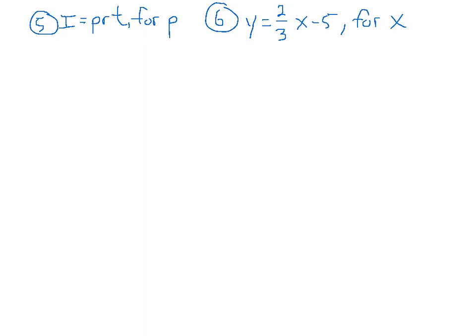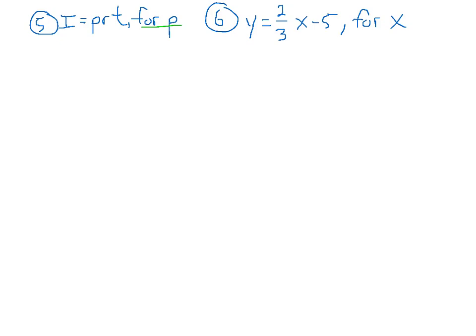In number 5, we have the formula I equals p times r times t. We want to take that and solve for p, so we want to isolate p on the right side. So we want to focus at p. Look at what's happening to p. p has r being multiplied by it and t being multiplied by it.